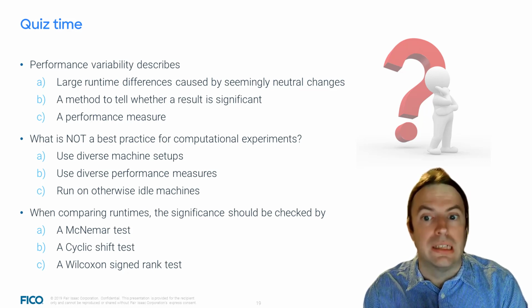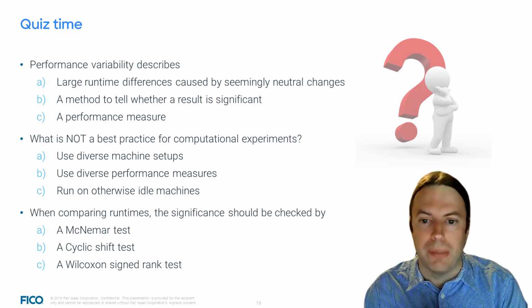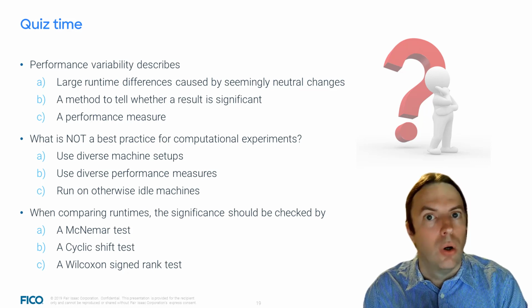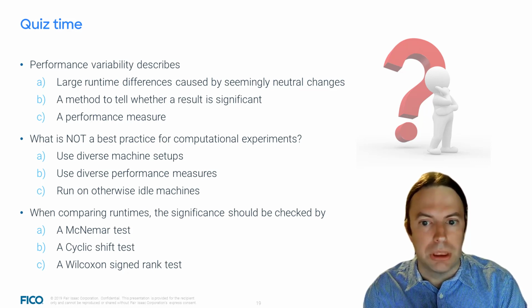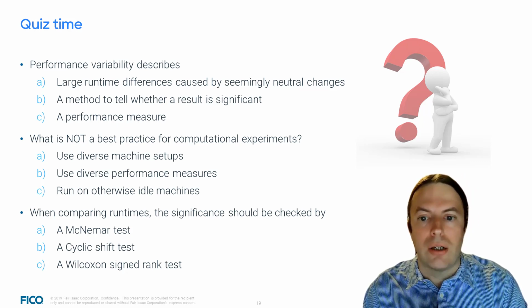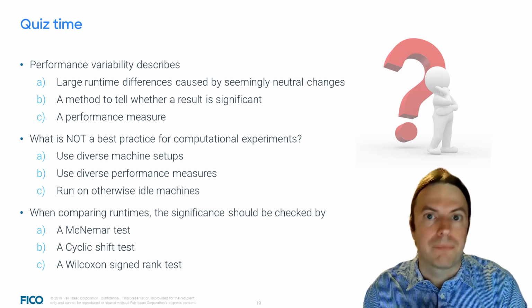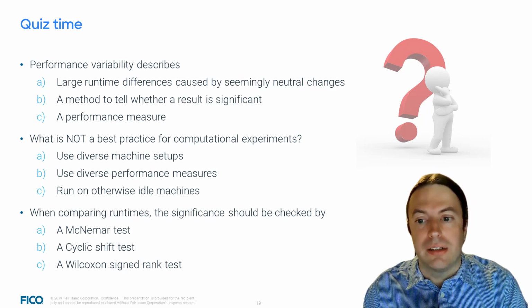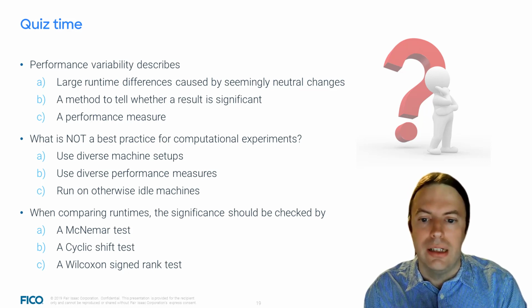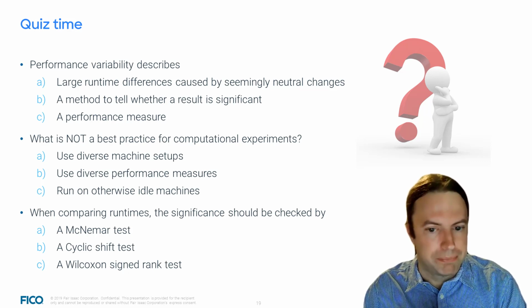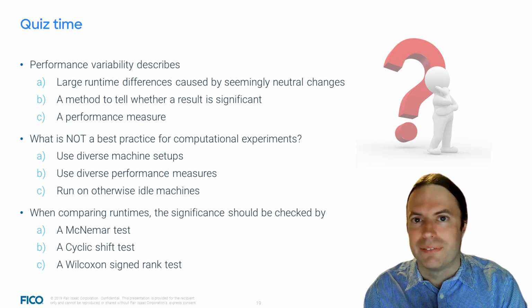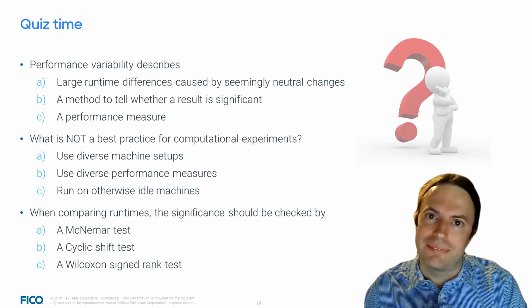Second question. What is not the best practice for computational experiments? A. To use diverse machine setups, or B. To use diverse performance measures, or C. To run on otherwise idle machines. Third question. When comparing runtimes, the significance should be checked by A. A McNemar test, or B. A cyclic shift test, or C. A Wilcoxon signed-rank test. Okay. Short break to think about the answers.